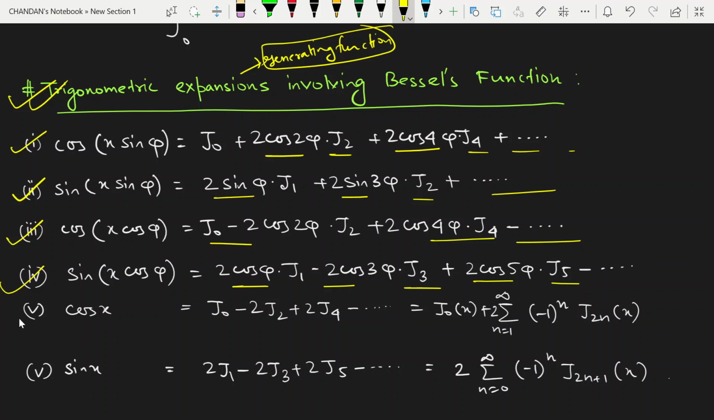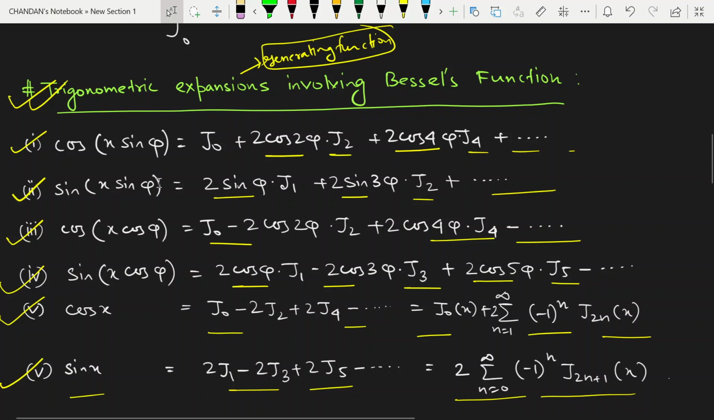Now simply, cos x is equal to J0 minus 2 J2 plus 2 J4 minus and so on. So this is equal to, you can write, J0 plus 2 summation n equal to 1 to infinity of minus 1 to the power n J2n of x. And simply sin x is equal to 2 J1 minus 2 J3 plus 2 J5 and so on. So this is equal to 2 summation n equal to 0 to infinity of minus 1 to the power n J2n plus 1 of x.